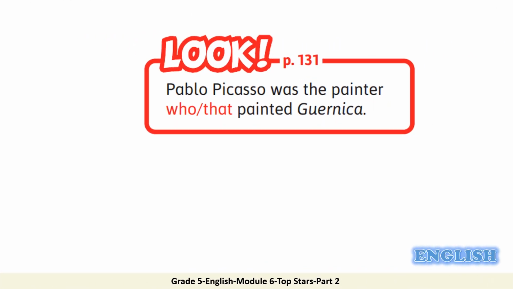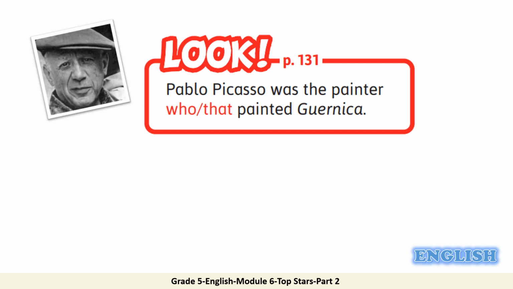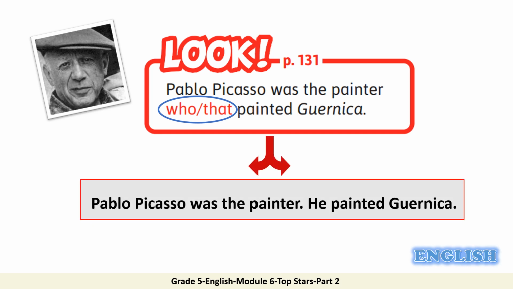Let's read the given example in the look box. Pablo Picasso was the painter who or that painted Guernica. Look at the two words here. Do you think they have the same meaning? I think yes. There is no difference between them. Now, let's focus on the information we have. They are two. Pablo Picasso was the painter, and this is the first information. He painted Guernica. This is the second information.